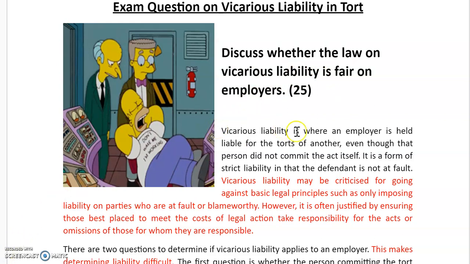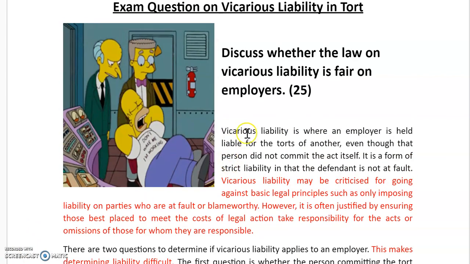So vicarious liability is where an employer is held liable for the torts of another, even though they didn't commit the act themselves. And it's a form of strict liability because our defendant, i.e. the employer, is not actually at fault. They didn't do the tort themselves, but they're being held responsible for what their employees have done.